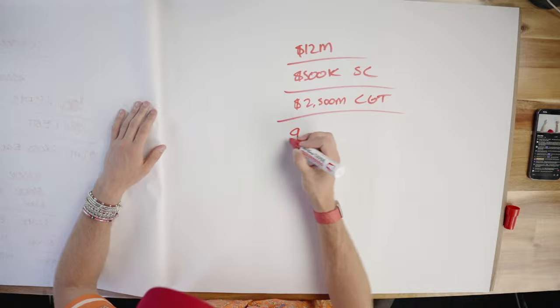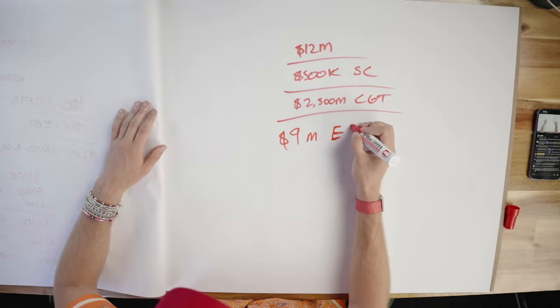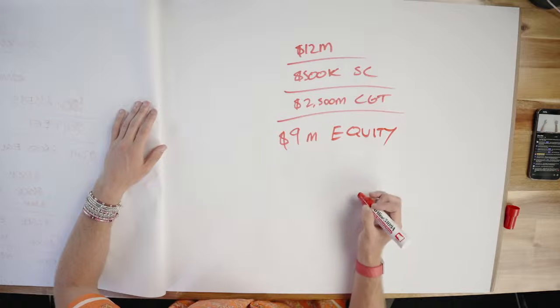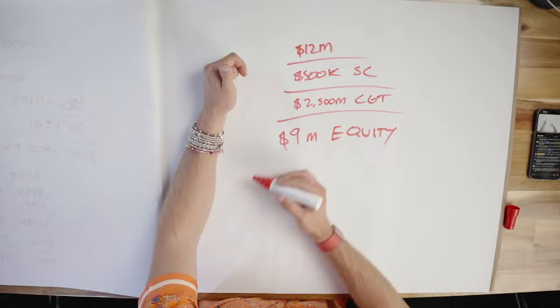We had 12 million. Guess what? We end up with $9 million of equity at the end after we've sold, paid the selling agents, and paid our CGT bill. Okay, I'm assuming our CGT bill, as we've been given a 50% discount because we've owned all the assets for longer than 12 months, and they've been owned in a structure that gives us a discount. So now we've got $9 million of equity, $9 million of cold hard cash sitting in the bank.